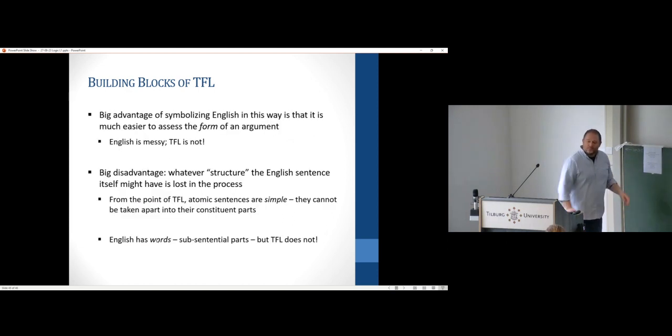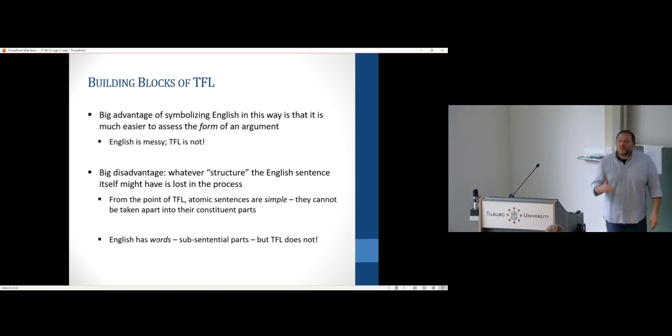Okay, cool. So, the big advantage of symbolizing English in this way is that it's much easier to assess the form of these arguments. The A's and the B's spell it out. Because put really bluntly, English is messy. It allows for ambiguity. It includes things like implicature. It has stuff like tone. TFL doesn't have any of that. But the big disadvantage is that TFL is incredibly simplistic. In particular, whatever substructure there might be in an English sentence goes away when we do the expression into TFL.